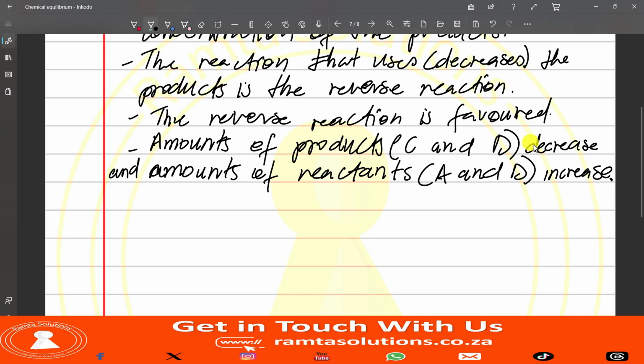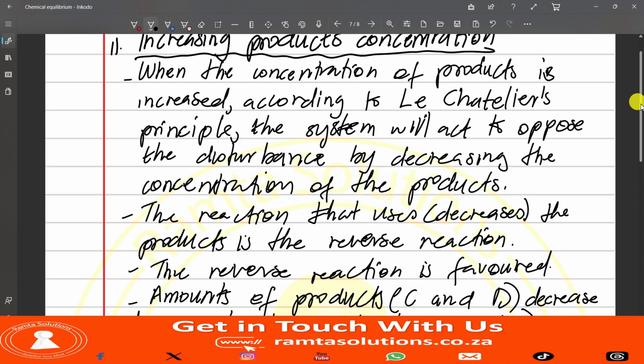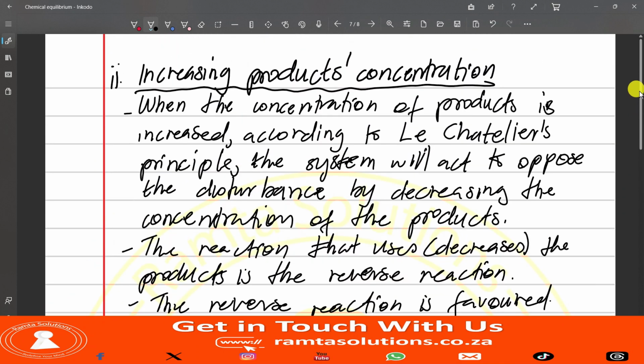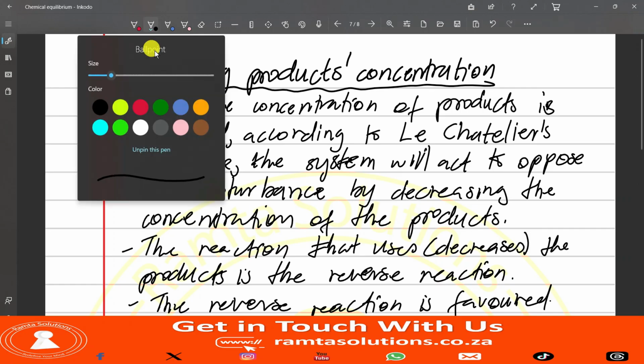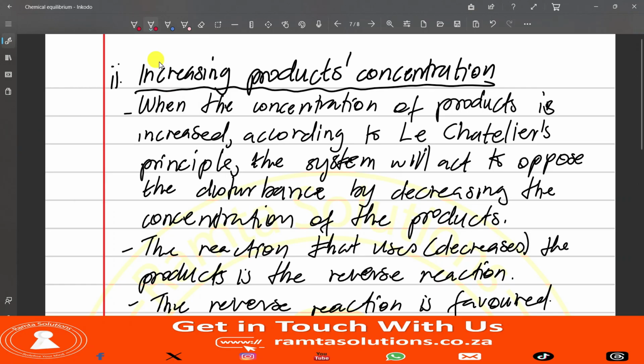Remember, guys, what happens when there's a disturbance? The disturbance was to increase the amount of product. Equilibrium will shift to decrease the amount of product. So when we decrease the amount of product, it means we are forming reactants. Okay? So like I did with decreasing, I'm just going to change the colors.